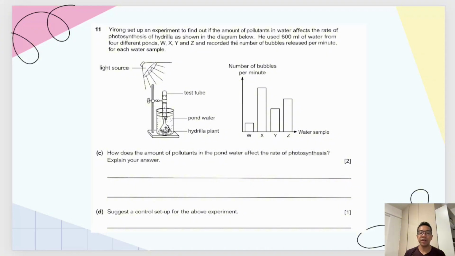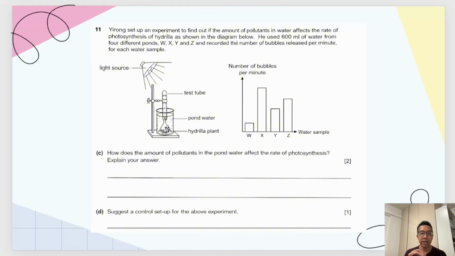Last but not least, suggest a control setup for the above experiment is the question for 11D. For those of you who have been paying attention, for every science experiment, for it to be a fair test, there should only be one variable. So for this experiment, the only variable here is the pond water. Everything else needs to stay the same. For example, the amount of light, the distance between the light and the plant setup, and even the type of plant itself. The variable here is the pond water.